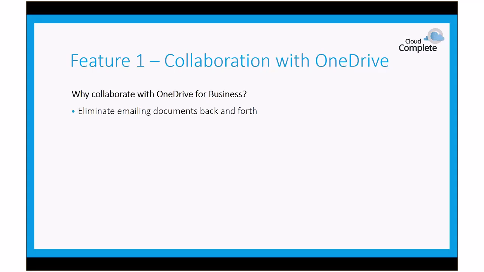So if we're doing that, that's a huge waste of time. We want to eliminate that, and that's where collaboration comes into play. So when we use a cloud-based storage solution like OneDrive for Business, it enables us to use what's called a single source of truth, which means we have one copy of the file and one copy only. And rather than sending that file backwards and forwards, we all edit the same copy.